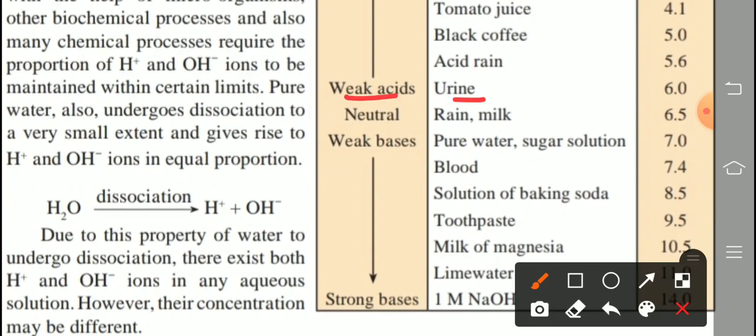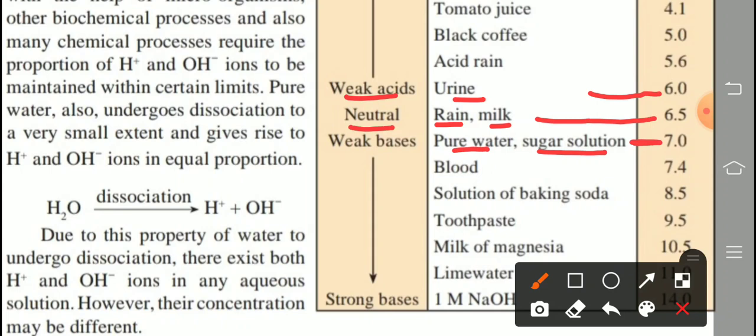Urine is a weak acid with an approximate pH of 6. Neutral substances include rain, milk, etc. So what is the approximate pH? Check that. It is 6.5 or approximately 7. Even pure water and sugar solution show a pH of 7.